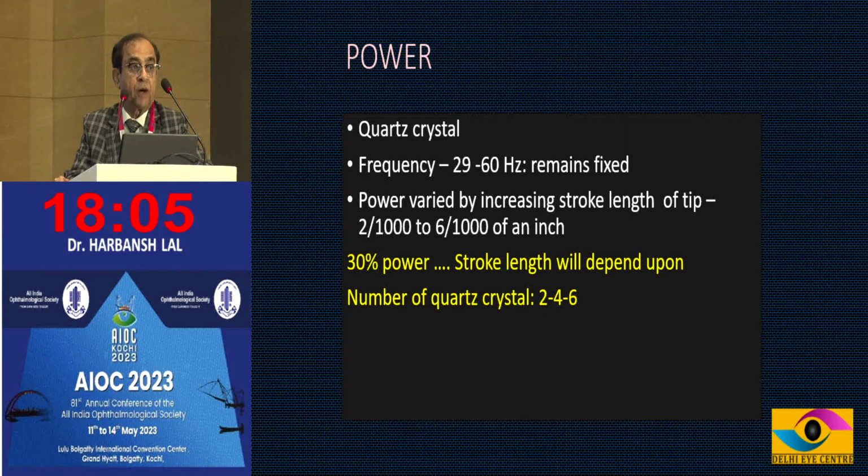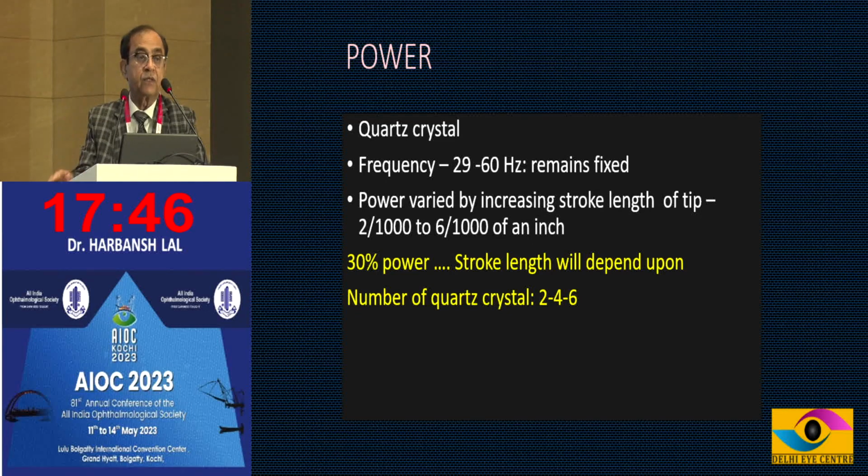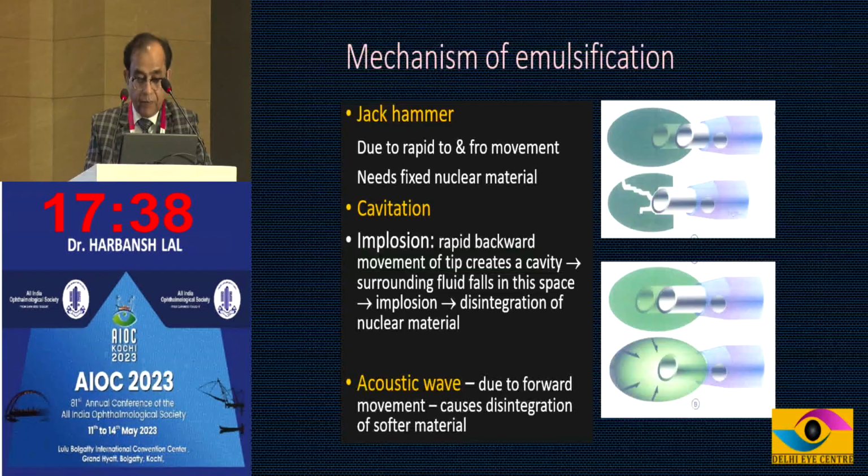So we know that the power is delivered by the quartz crystal, and the stroke length is usually 2 by 1000 to 6 by 1000. But whenever we say 30% power, actually it may not be the same if you have 2 crystals, 4 crystals, or 6 crystals. So in higher end machines, you can keep a very low power, but still it will be very effective. But in an earlier machine with 2 crystals, you might have to keep very high power settings. So it is the power which is important, not the percentage.